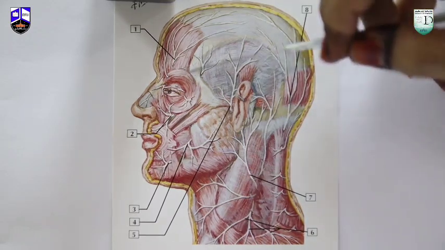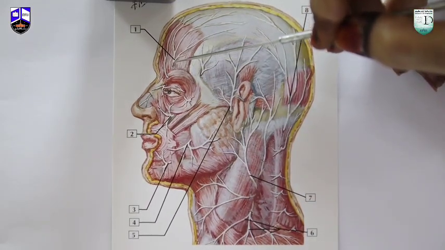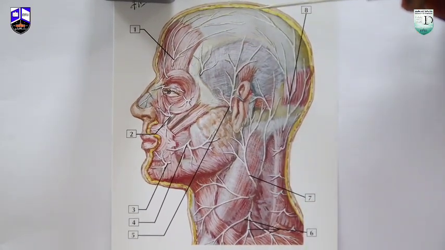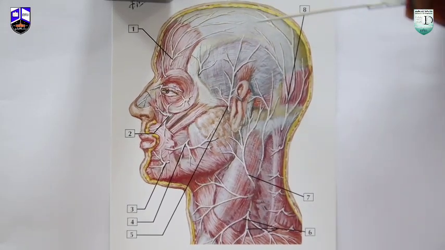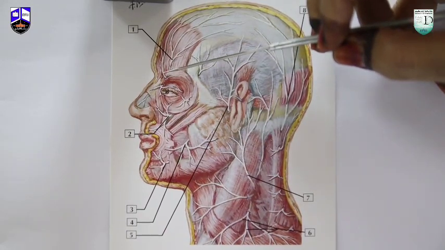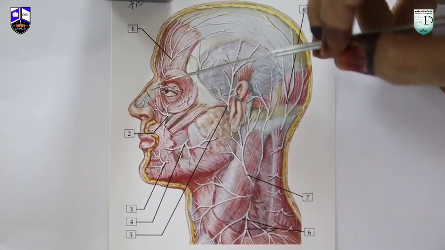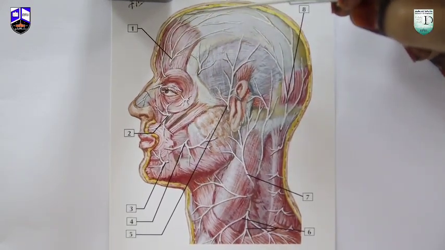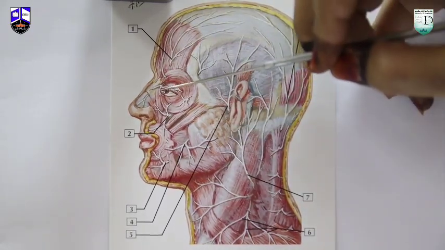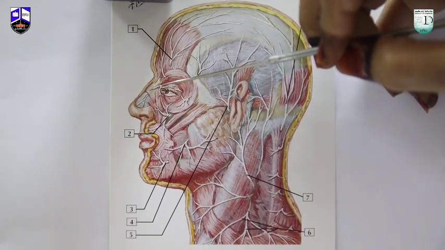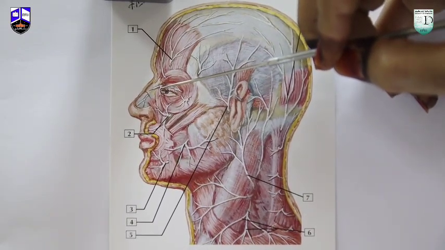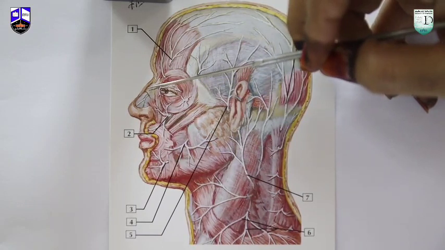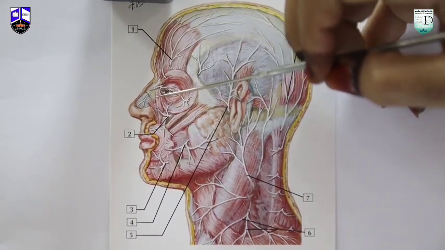The supraorbital nerve. This is the supraorbital nerve here. It supplies the forehead as well as the scalp as far backwards as the vertex. While the supratrochlear nerve supplies the medial part of the upper eyelid, and also it supplies the middle part of the forehead as far upward as the hairline. The infratrochlear nerve supplies the most medial parts of the upper and lower eyelids, and also it supplies the bridge of the nose. Finally, the external nasal nerve.